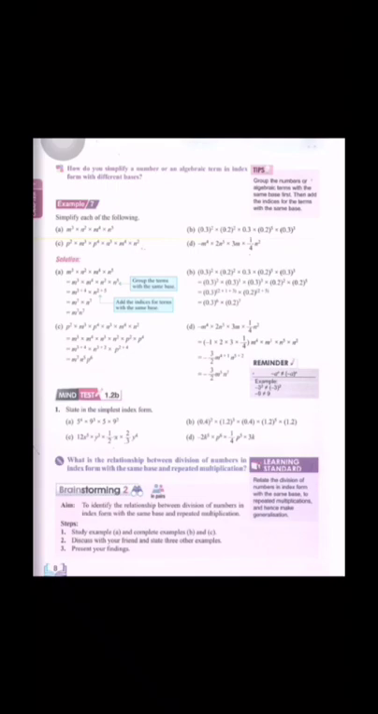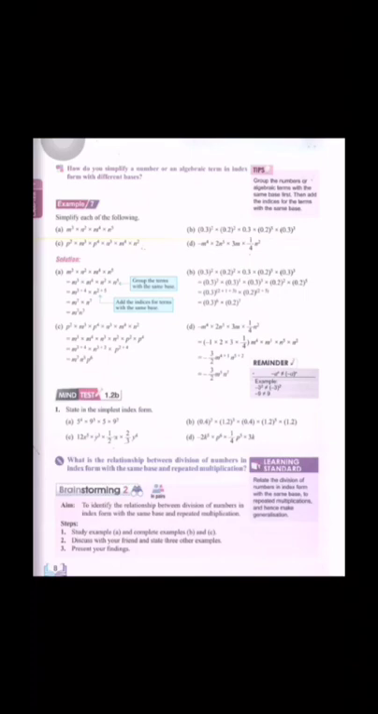So we group the terms with the same base, which means m with m, n with n. So base m we have the power of 3 and 4. So we have m to the power of 3 plus 4 times n, we have the power of 2 and 5. So n to the power of 2 plus 5. Then add the indices for terms with the same base, macam tadi juga. So we will get m to the power of 7 times n to the power of 7. The last answer we will get m to the power of 7, n to the power of 7.